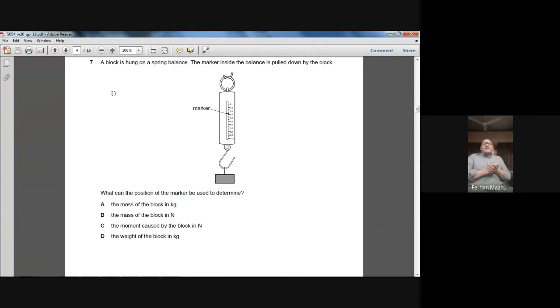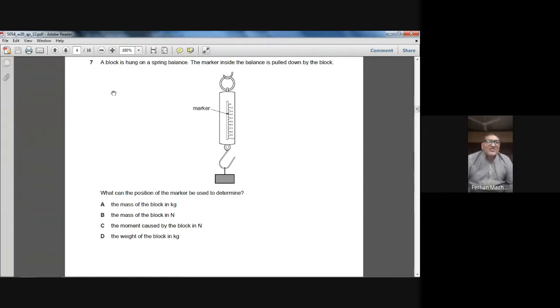They are also calibrated and then used to measure the mass. When you use them to measure the mass, the unit should be kg. If they measure the weight, the unit will be Newton. If they measure the mass, the unit will be kg. What can the position of the marker be used to determine? A option is the mass of the block in kg. That can be the right answer. The mass of the block in Newton.